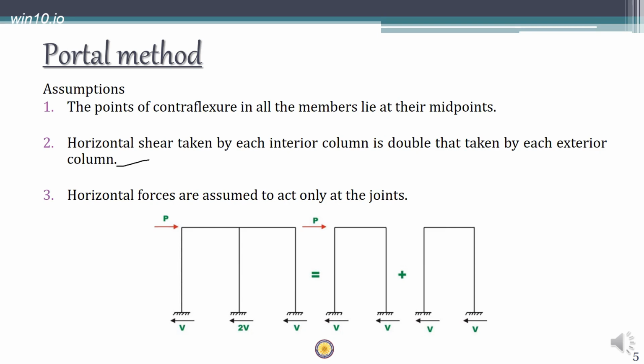This can be explained by dividing the original frame into 2 bays, one bay like this, and the second continuing with this. In both bays, the load is actually P only. So you can see that the interior column repeats twice, hence the shear in the interior column is 2 times.